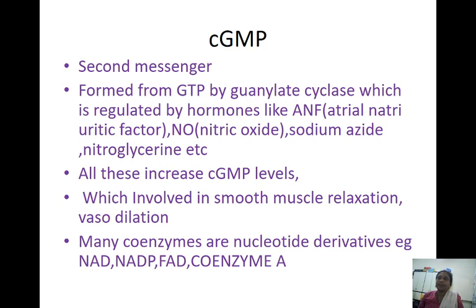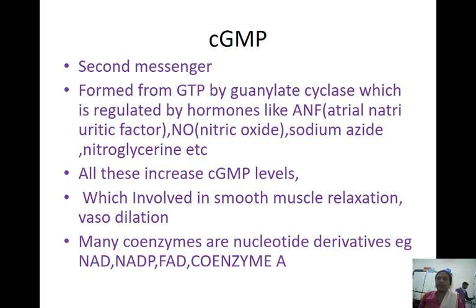Increased cyclic GMP levels are then involved in smooth muscle relaxation and vasodilation. So sodium azide, nitric oxide and nitroglycerin are powerful vasodilators. Why? Because they stimulate the enzyme guanylate cyclase, thereby increasing the formation of cyclic GMP from GTP. Now this cyclic GMP causes the relaxation of the smooth muscles, and it helps in vasodilation. Okay, that's it about the function of cyclic GMP.